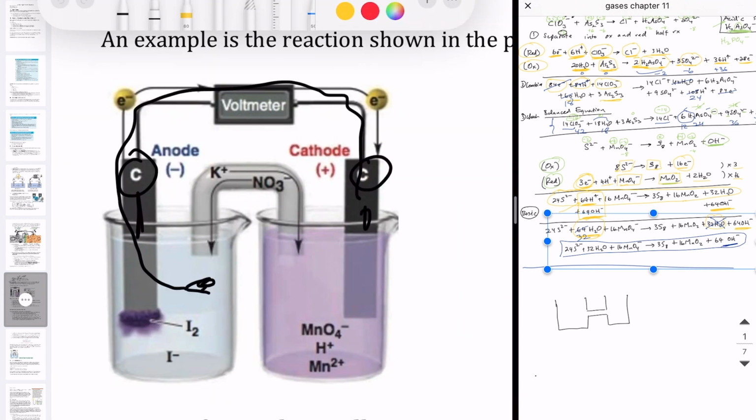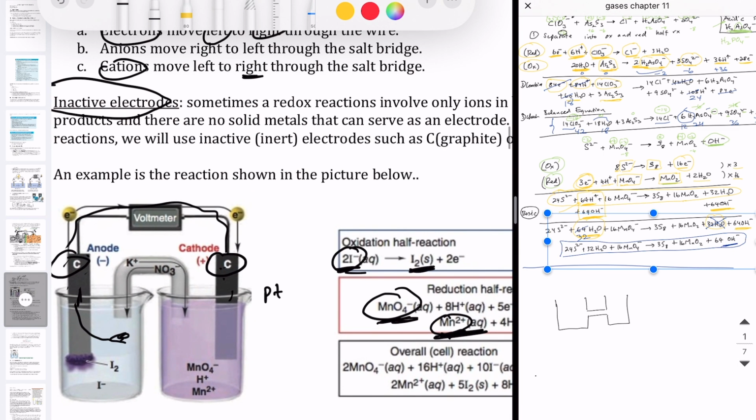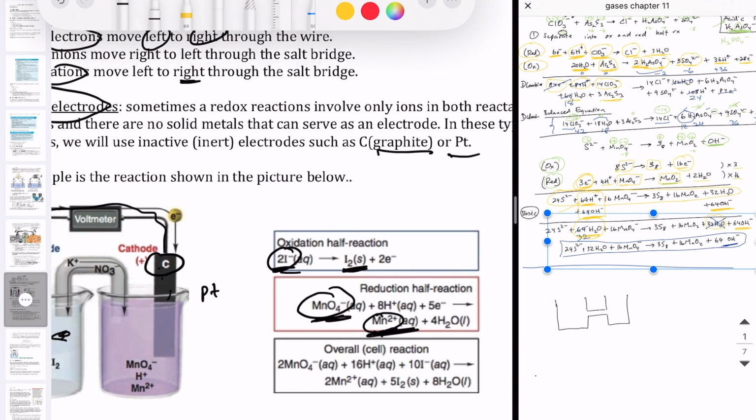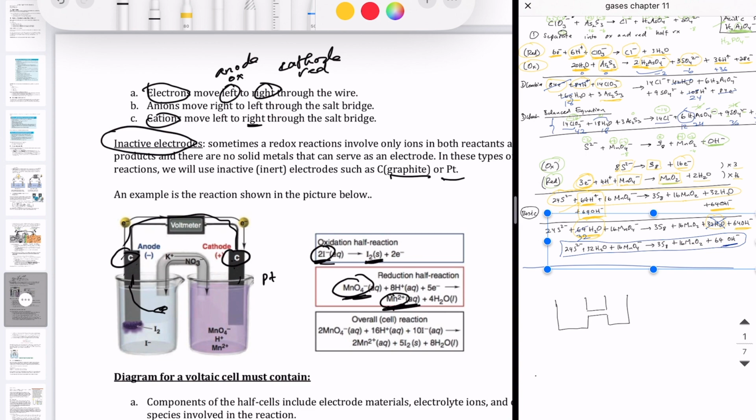So what we do a lot of times is we just pick something that is a metal that is not reactive, but it's still a metal that allows electrons to flow. In this particular case, we use graphite, which is just solid carbon, and that conducts electricity. We could also a lot of times use platinum. Another one that you would see is sometimes gold. Both graphite and platinum are the common inactive electrodes that you would see.